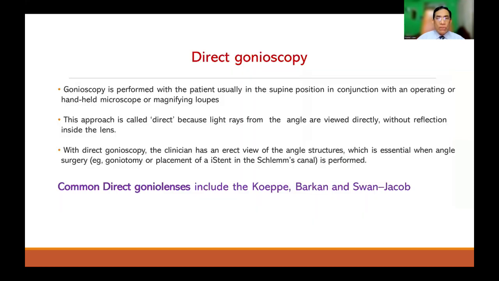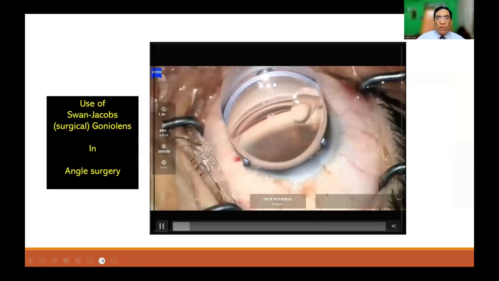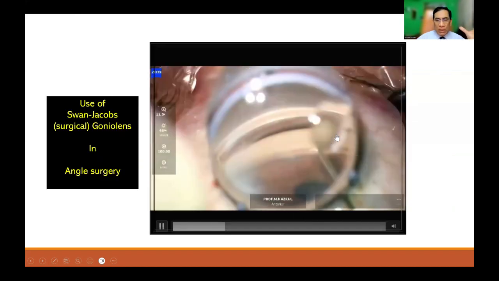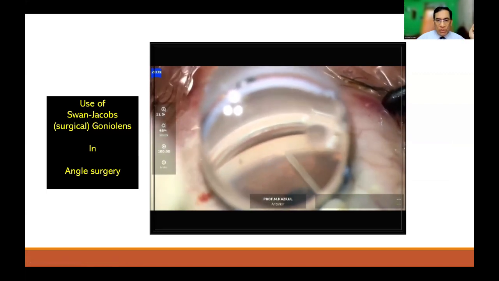Gonioscopy is done by lenses: Koeppe lens, Barkan, Swan-Jacob. You can see directly, mostly using them in glaucoma angle surgery, like Schlemm's canal stent injection and goniotomy. These are a few examples of the Koeppe lens, the modified Koeppe lens, the Barkan lens, and this is the Swan-Jacob lens. The Swan-Jacob type of lens is very useful for angle surgery. Though there are many direct view lenses, most surgeons now use the Swan-Jacob type.